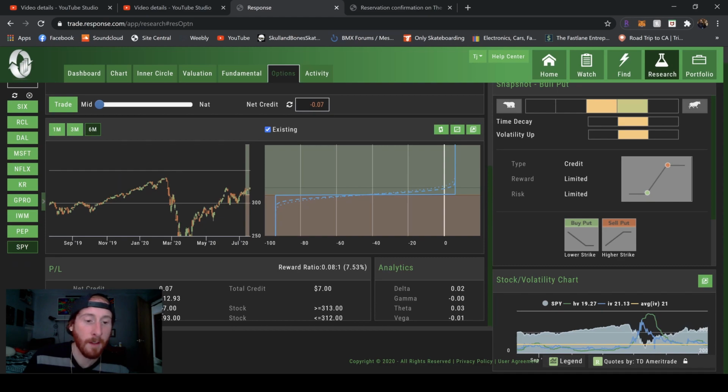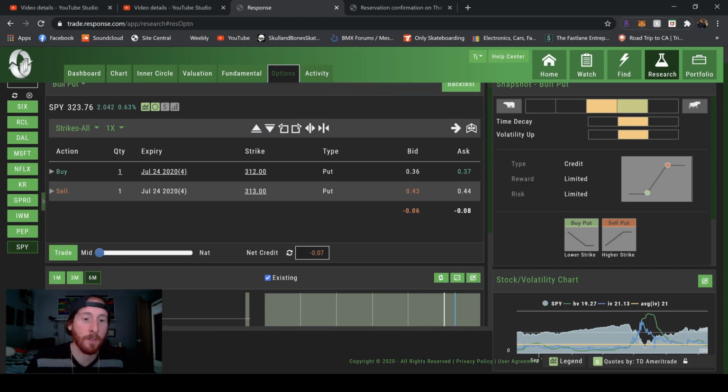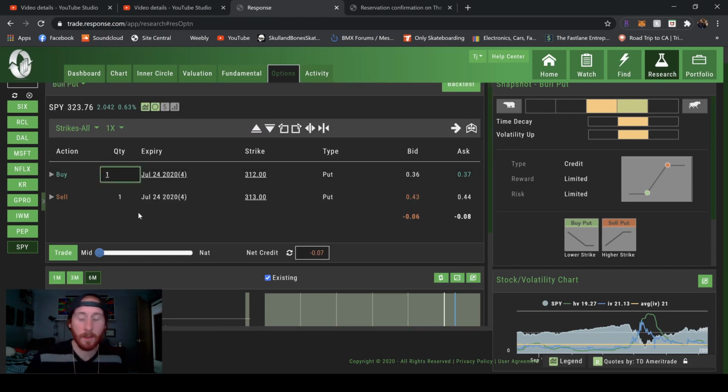So this is $7, $93 of max risk. This is the most I can lose. So for all of my trades, I will only do 10% of my account. Right now I have $4,800. So I can max risk $480. So let's keep adding contracts.